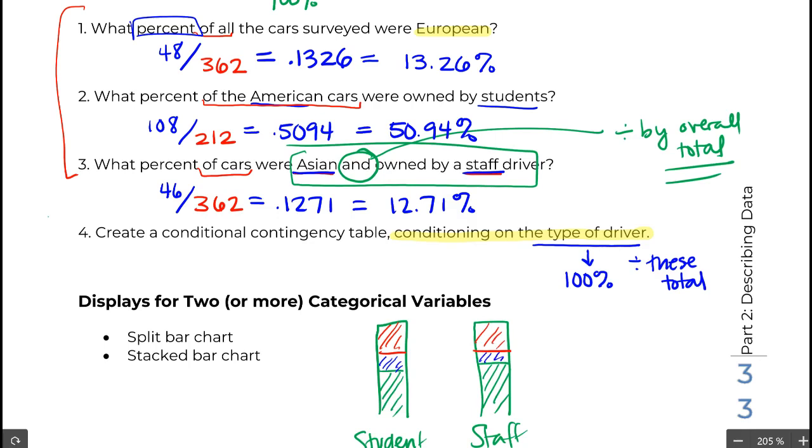So split versus stacked bar charts are our ways to display this and look and explore those relationships, and we saw them both in that preview activity.